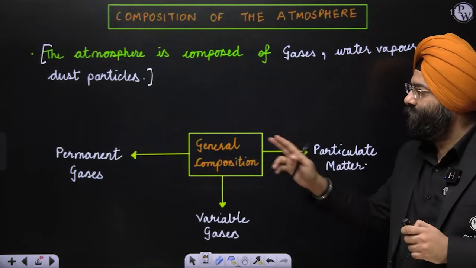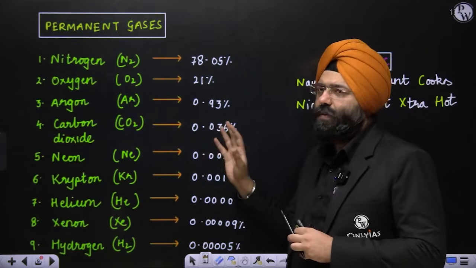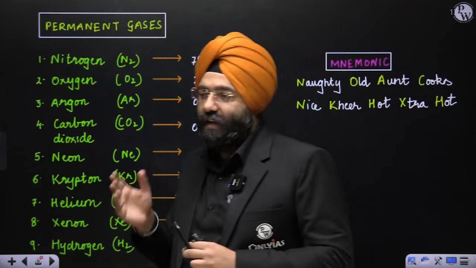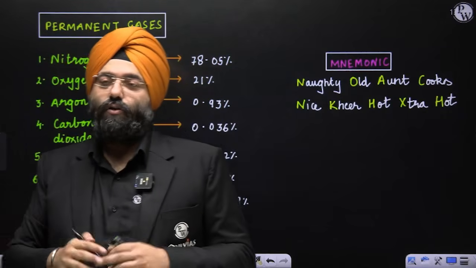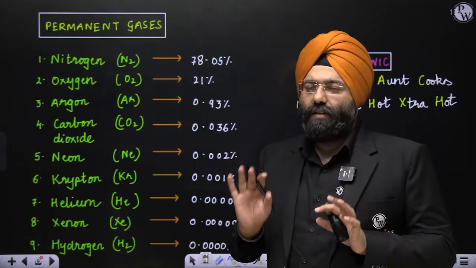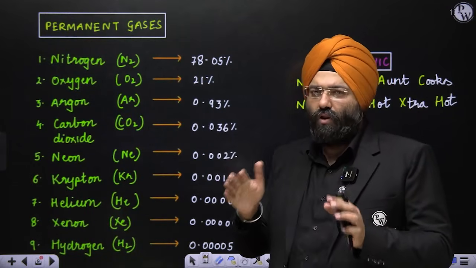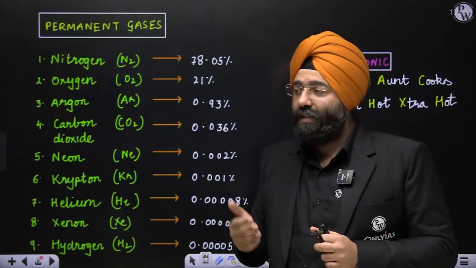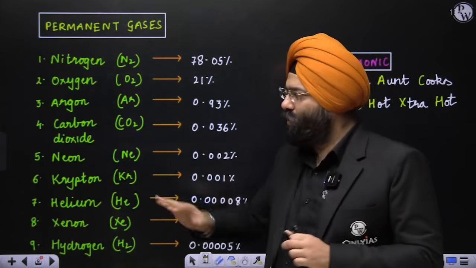Now, when I talk about the permanent gases, this is somewhat the approximate percentage in which the gases are present in the atmosphere. We'll tell you which layer as we move ahead in the class, because there is a concept of homosphere and heterosphere also. Right now, simply understand that this is roughly a percentage which is almost similar, but obviously due to pollution and anthropogenic activities, the percentage of, let us say, carbon dioxide might increase, which is leading to a lot of problems. But overall, this is the percentage.